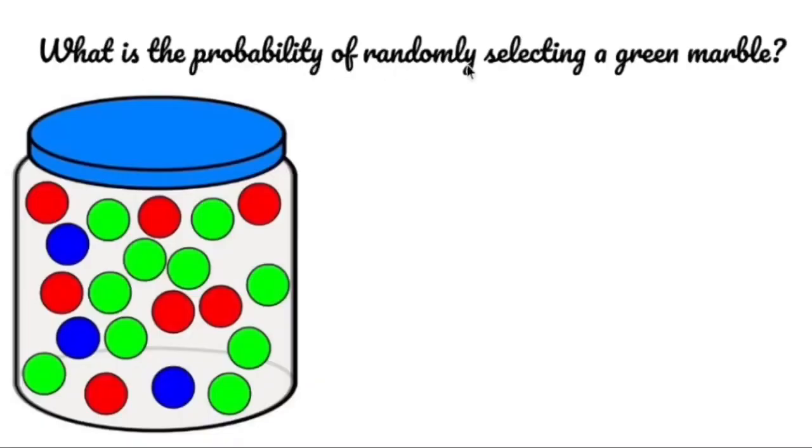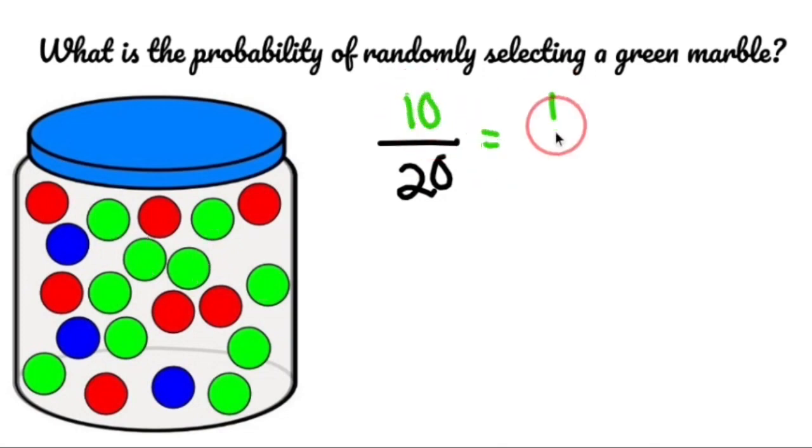What is the probability of randomly selecting a green marble? Probability is what you want out of your total amount. So let's find our total amount. 1, 2, 3, 4, 5, 6, 7, 8, 9, 10, 11, 12, 13, 14, 15, 16, 17, 18, 19, 20. We got 20 marbles. I care about how many of them are green. So 1, 2, 3, 4, 5, 6, 7, 8, 9, 10. So 10 out of 20 simplifies out to a half.